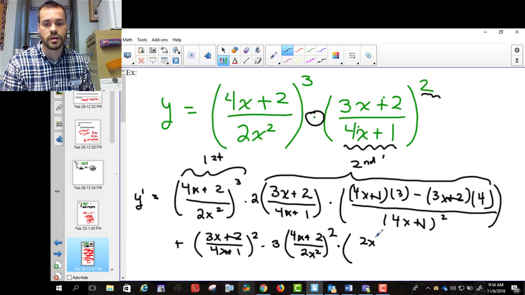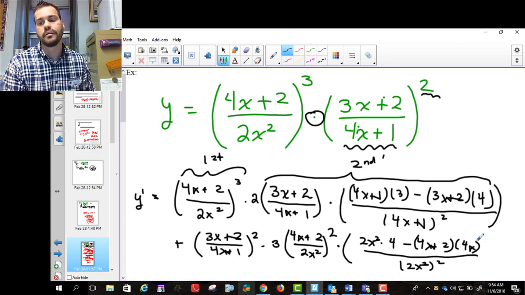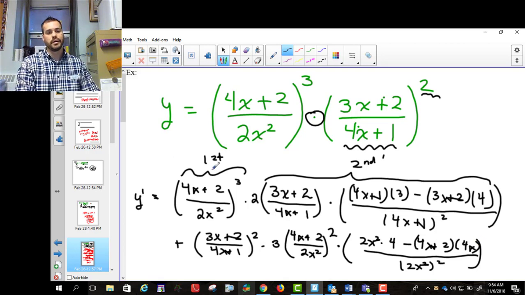So it's 2x squared, the bottom, times the derivative of the top, which is 4, minus the top, which is 4x plus 2, times the derivative of the bottom. The derivative of the bottom is 4x, all divided by the bottom squared. All right, there we go.